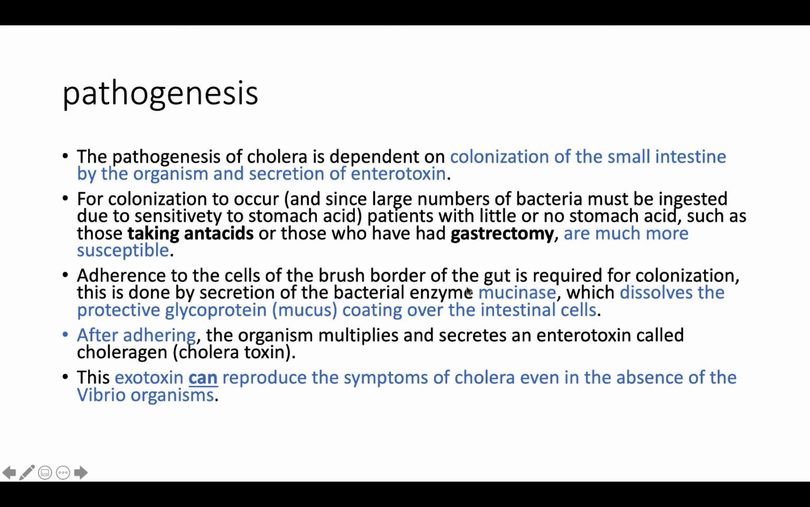Adherence to the cells of the brush border is required for colonization, and this is done by the secretion of a bacterial enzyme called mucinase, which dissolves the mucus, and then the organism sits in the dissolved area. After adhering, the organism multiplies and secretes an enterotoxin called cholera toxin, which can reproduce this. If you give someone cholera toxin alone and they drink it, they will get watery diarrhea as well. So enterotoxin can reproduce the symptoms of cholera even in the absence of the vibrio organisms. Is there invasion of the mucosa? No.